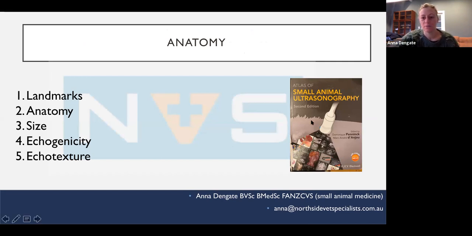I put a picture here of the book that I use all the time, which is so helpful for ultrasound. Anybody interested in doing ultrasound, I would highly recommend this book. It has tables of differentials, like hyperechoic spleen, these are the possibilities; hypoechoic splenic nodule, these are the possible differentials. So it really helps with writing reports to have that reference.